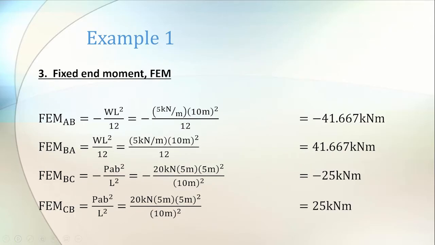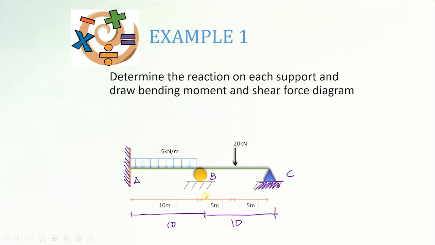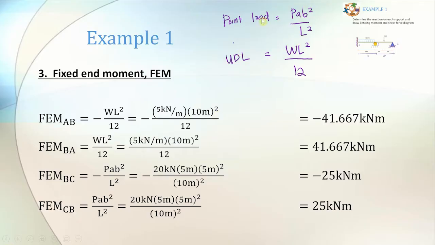Then we look at the fixed end moment. Fixed end moment always depends on the formula. Because of this formula, we look at how actually the load on the top of the beam. For beam AB and beam BA, sebab kita kena buat semua direction, so A ke B, B ke A. So AB and BA, you have 1 UDL here, which is 5 kilonewton per meter. Bila UDL, this is the formula that we need to use, which is WL square over 12.